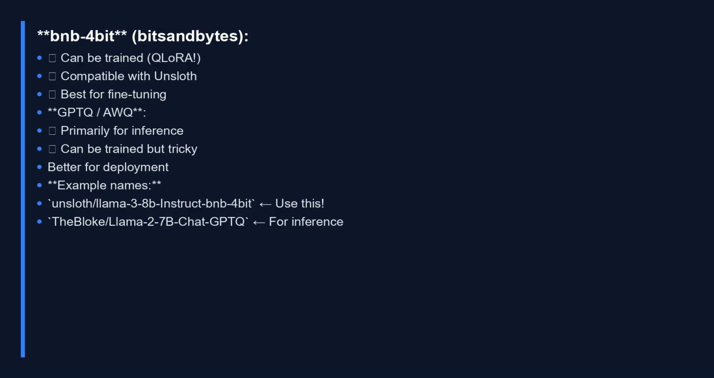GPTQ and AWQ are alternative quantization schemes you'll encounter on Hugging Face. Both are primarily optimized for inference, and while training with them is technically possible, it's significantly more complex. For fine-tuning, reach for bnb-4bit every time. For deployment after training, GPTQ and AWQ become relevant, but that's a later conversation.